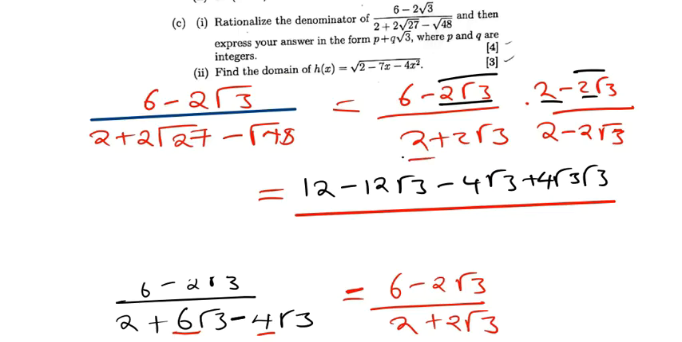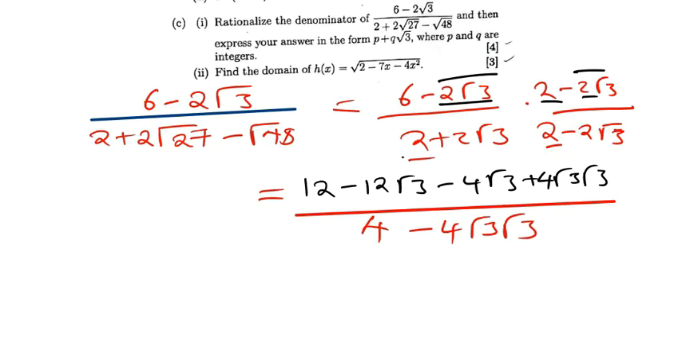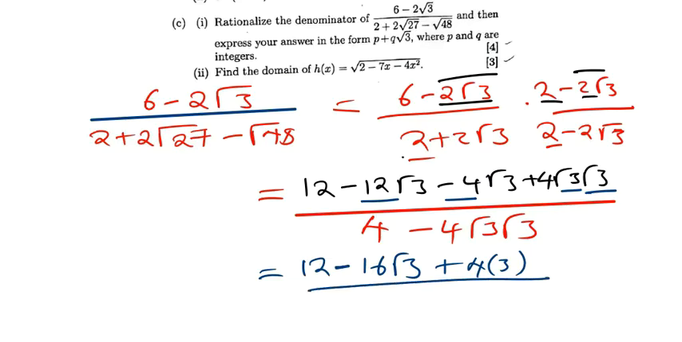So 2 times 2 is 4. 2 times negative 2 is minus 4. Root of 3 times root of 3 is just going to give us 3 as well. Like terms: minus 12 minus 4 is minus 16. So we're going to have 12 minus 16 root 3 on the numerator. On the denominator, 4 minus 4 times 3.